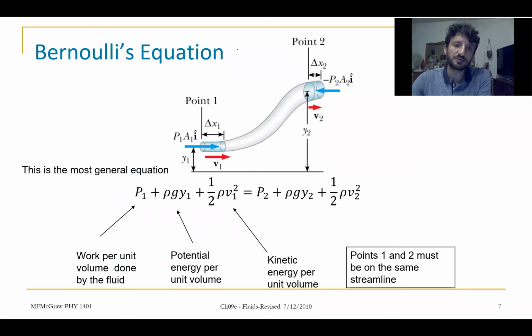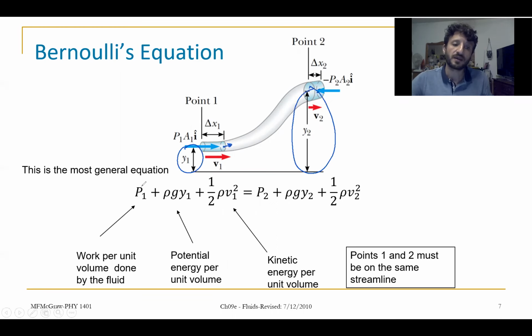In this equation, as I said before, is a relation. I take a tube with different A1 and A2. At this point, we have a small A1. At this point, we have a large A2. Here we have V1. Here we have V2. Here we have H1. And at point 2, we have H2.